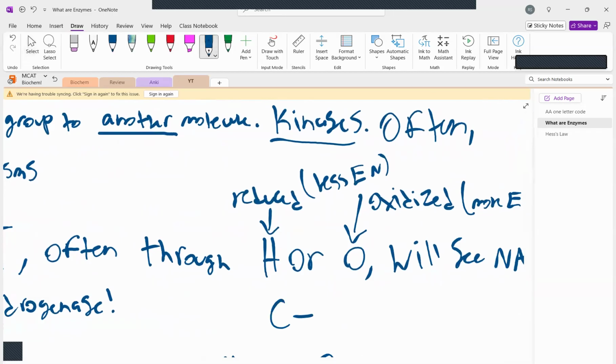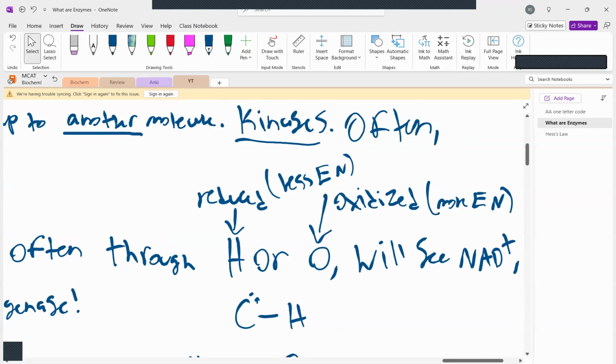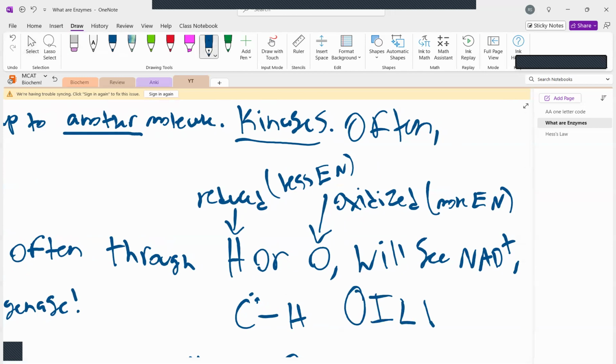if you think back to electronegativity, carbon is a lot more electronegative than hydrogen is, so it's more likely to keep those electrons closer to its own orbit than hydrogen is. So hydrogen is less electronegative. And when you think back to OIL RIG, oxidation is the loss of electrons and reduction is the gain of electrons. So that carbon just got reduced.